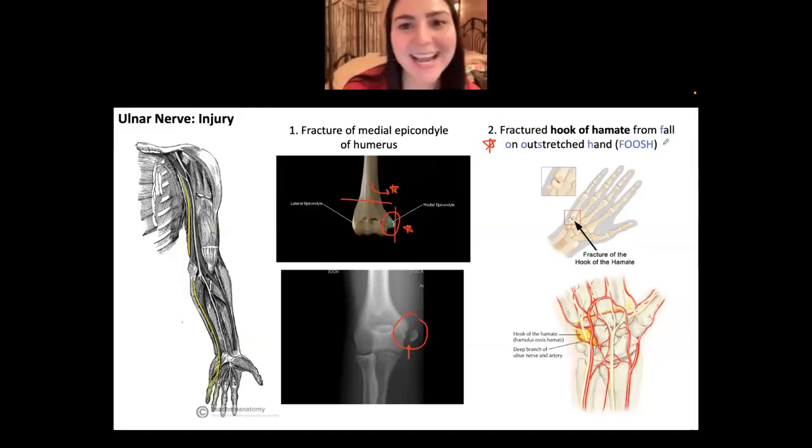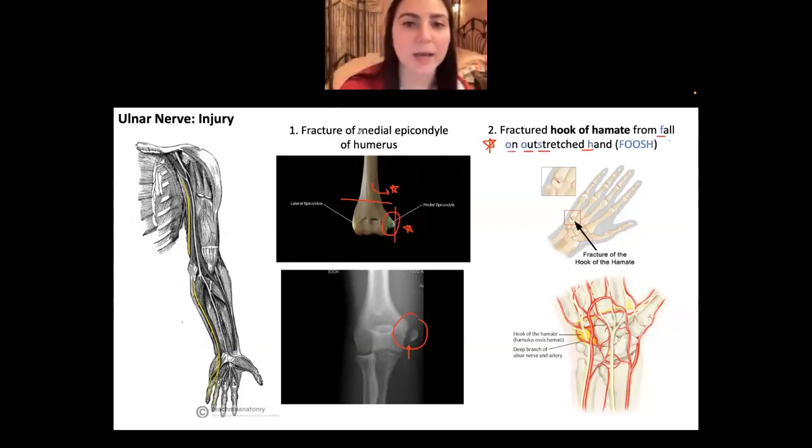Okay. The one that I see the most is the fractured hook of hamate. Hook of hamate. And you'll also probably cover this in OMM. There's a mnemonic. It's called a FOOSH injury, or you'll see it. You'll just see, oh, patient injured hand in a FOOSH injury. FOOSH stands for fall on an outstretched hand. So fall on outstretched hand.